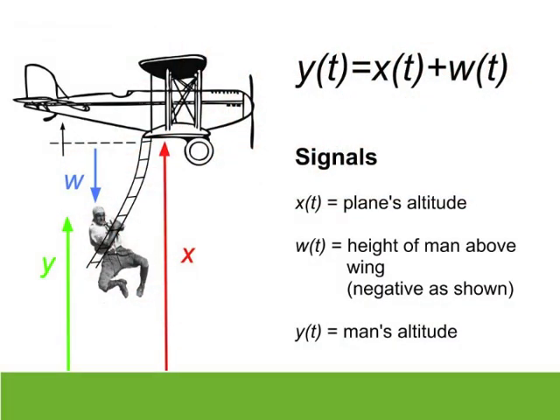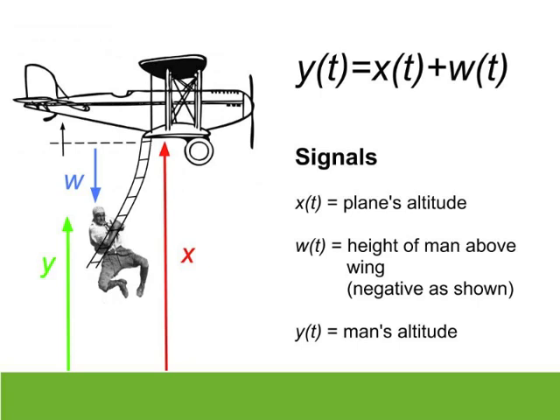So let's find the position of Fearless Farnsworth above the ground, y of t, from two other signals. And the two other signals are going to be x of t, the plane's altitude above the ground, and w of t, the height of Fearless Farnsworth above the wing. Now, that w of t is going to be measured positive in the upward direction. So as shown here, since Fearless Farnsworth is below the wing, w of t will be negative.